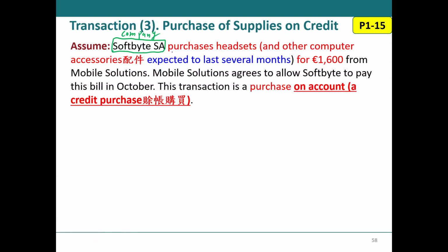Purchase headsets. So headsets are what? Accessories, 配件. So the reason is you purchase headsets. So this is your reason. Okay, and headsets, 耳机, accessories, usually they're small stuff, right? Which means you spend only a small amount of money to buy it. So headsets, accessories, usually there's a small amount of money. So you spend a small amount of money.